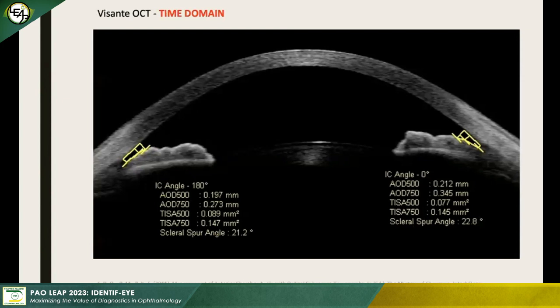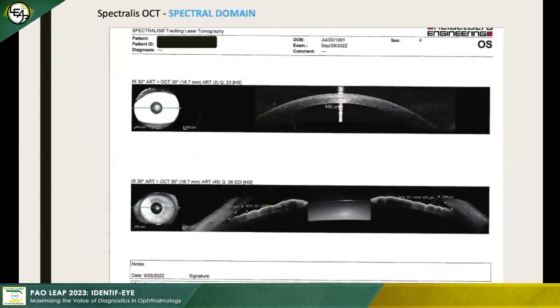So here's an example of a time domain configuration. It's an earlier model, so resolution isn't as good, but you notice how it visualizes the cornea well. It has good visualization of the angles. You're getting values for AOD as well and TISA, but notice how you don't see past the iris. You don't see details of your ciliary processes.